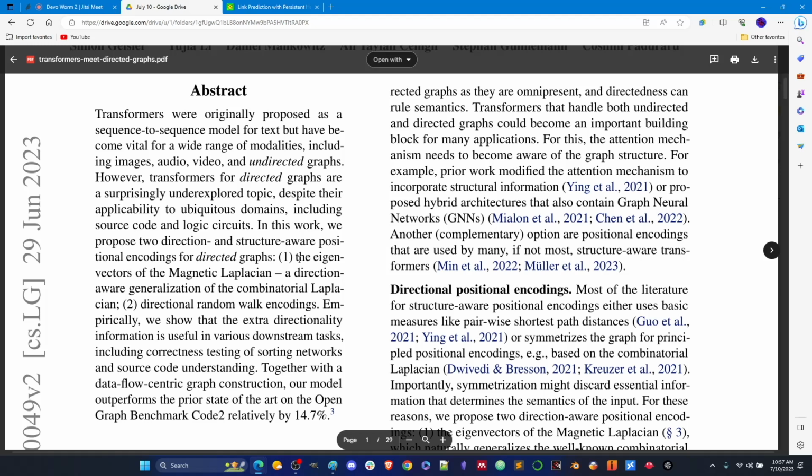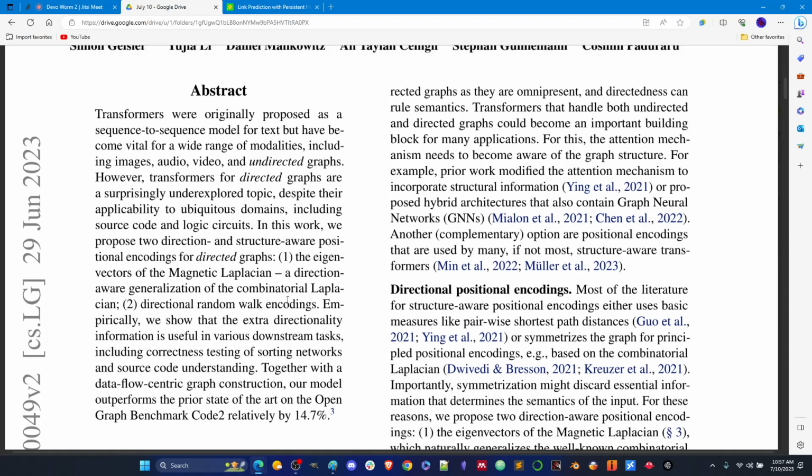The first is the eigenvectors of the magnetic Laplacian, a directional aware generalization of the combinatorial Laplacian, and 2, directional random walk encodings. So directional random walk is where you take a random walk, you take a step, you draw from a random distribution, you take another step, and so on and so forth. A directional random walk is that you have a certain direction. So you might randomize the direction, but you have to go in a certain, like forward, instead of a true random walk, you could go any direction you wanted.